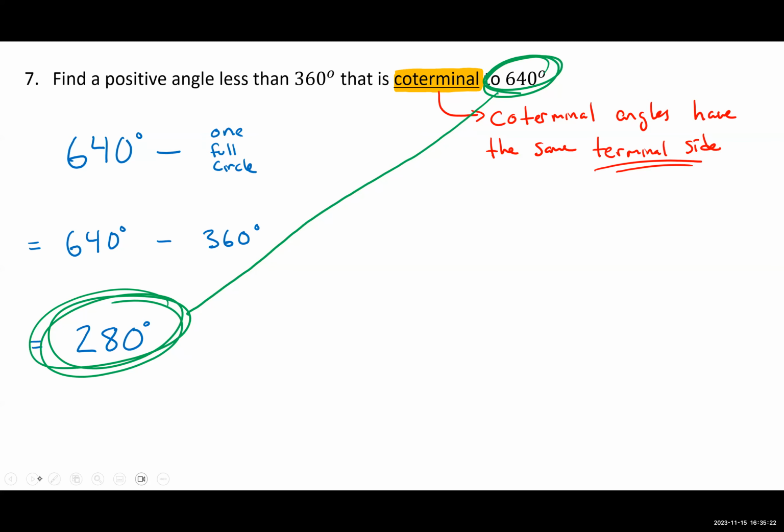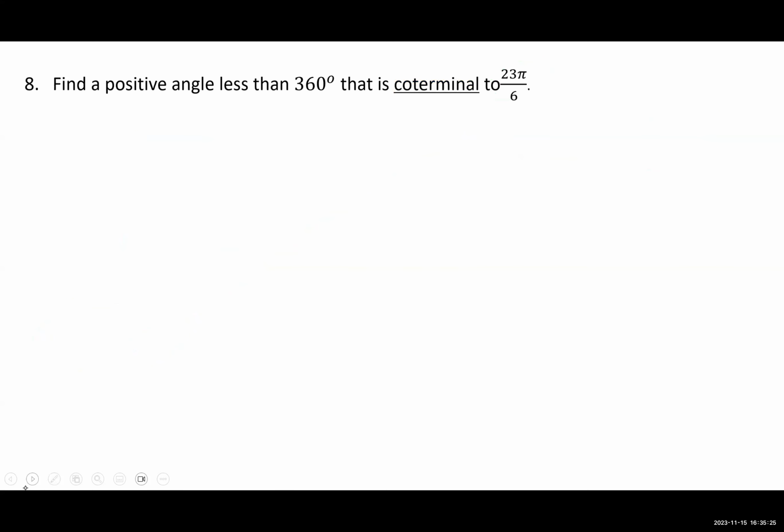Okay, anything we could do with degrees, we could do with radians. Find a positive angle less than 360 that is coterminal with 23 pi over 6. I shouldn't have said 360. I should have said less than 2 pi. That's my mistake. Find a positive angle less than 2 pi, so between 0 and 2 pi, that is coterminal to 23 pi over 6. That's bigger than 2 pi. That's bigger than 1 full circle.